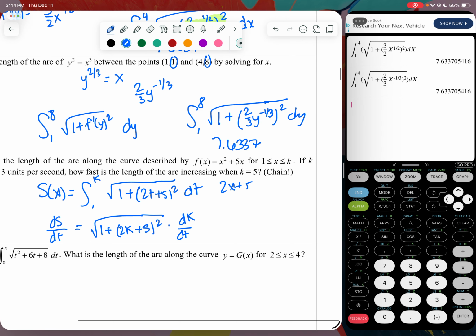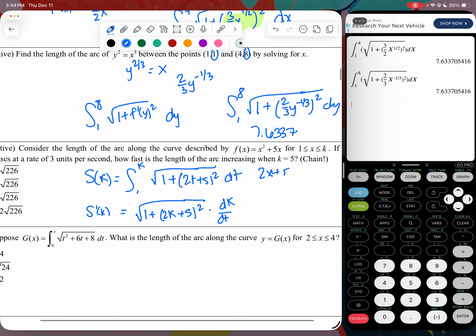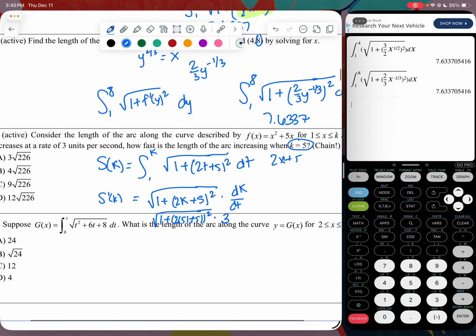Which means that that isn't x, that's k. This is dk, or that's the derivative, S prime of k. So that means let's see what's happening when k is equal to 5. You're going to plug in 5, and you know that dk dt is 3. If you do all of that, you're going to get 3 root 226.